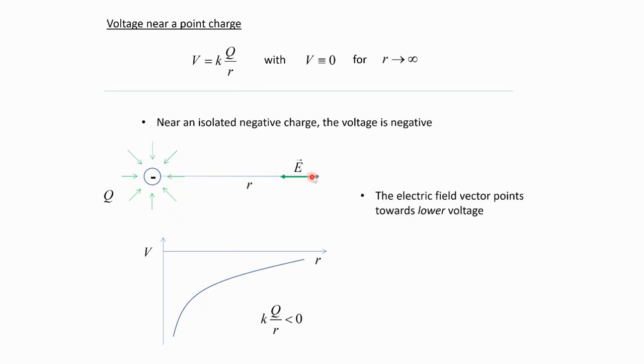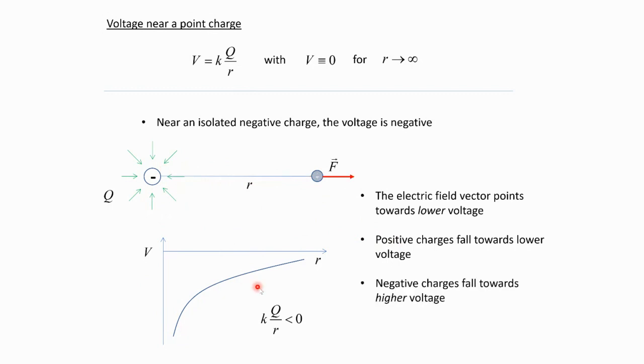So again, the electric field points in the direction that a positive test charge would feel. In other words, it would be attracted, so to the left. If I put a positive charge there, that's the direction of the force, and it would fall towards lower voltages. The closer you get to the negative charge, the lower the voltage is, so it'll fall in that direction. The negative charge will fall towards higher voltages. This voltage here is negative, and farther away it gets smaller in magnitude, so higher voltage. You can see on the graph here.